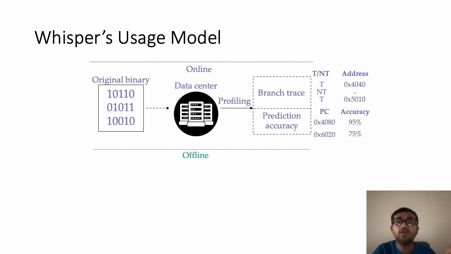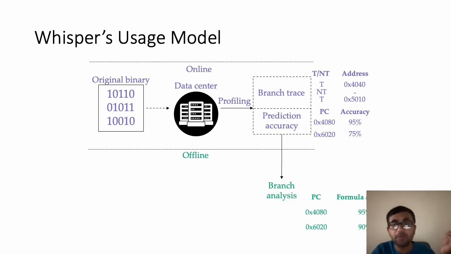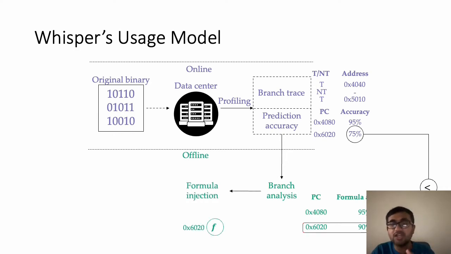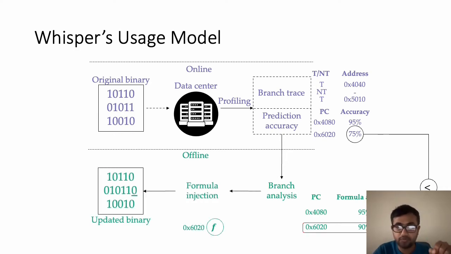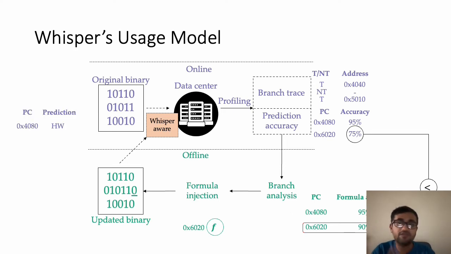Then offline, for each branch, Whisper determines whether a Boolean formula can predict this branch more accurately than the profiled processor's predictor. Only for such branches with more accurate formula-based prediction, Whisper injects the formula and generates an updated binary. This updated binary is then deployed in production. In production, for branches without formulas, Whisper uses the hardware branch predictor, and for branches with formulas, Whisper uses the formula to predict the branch.